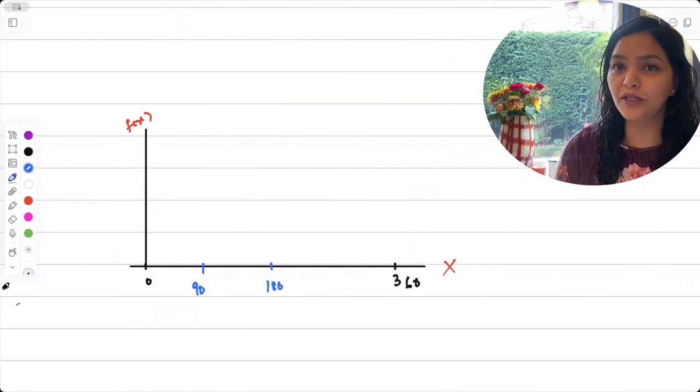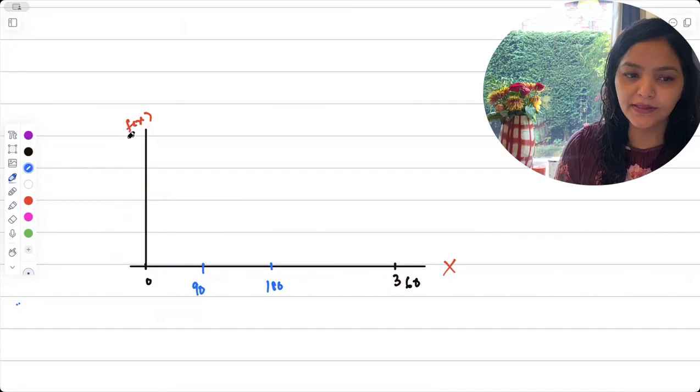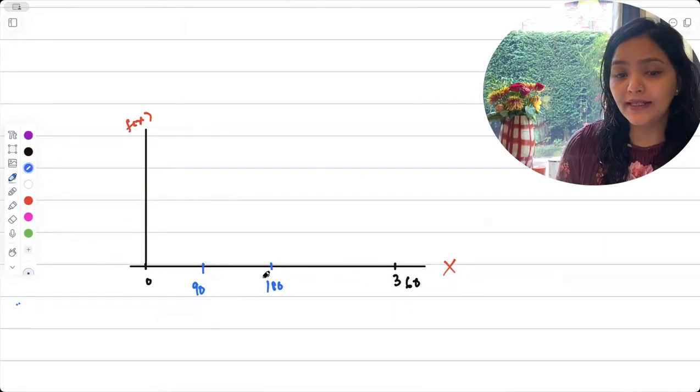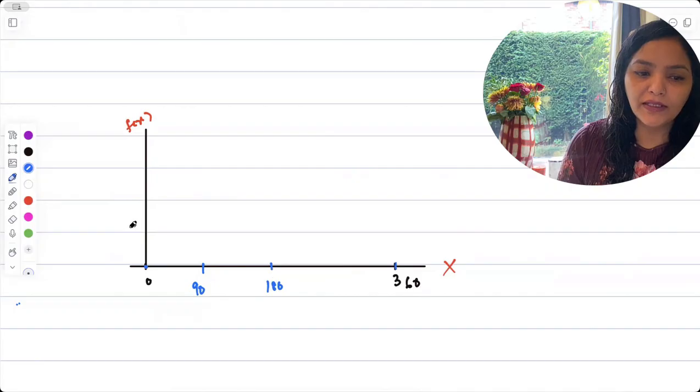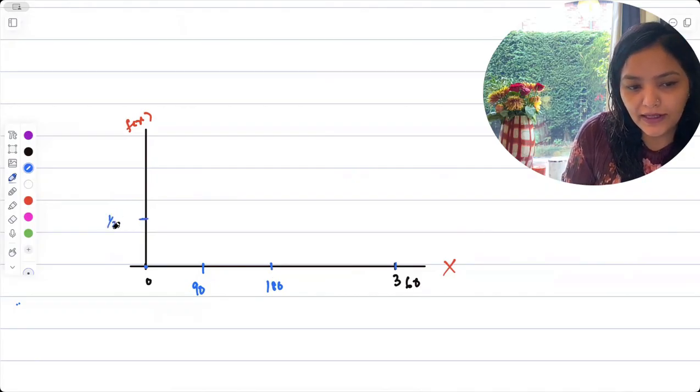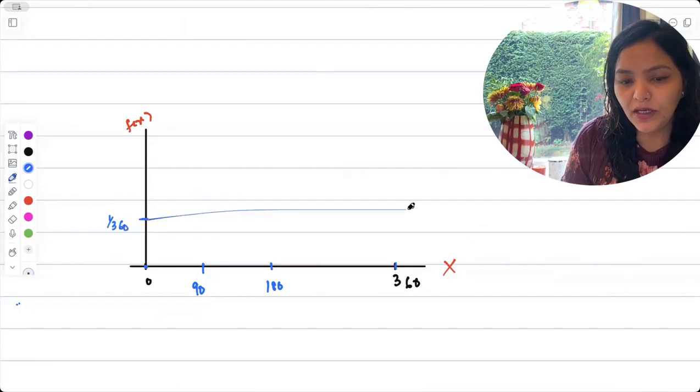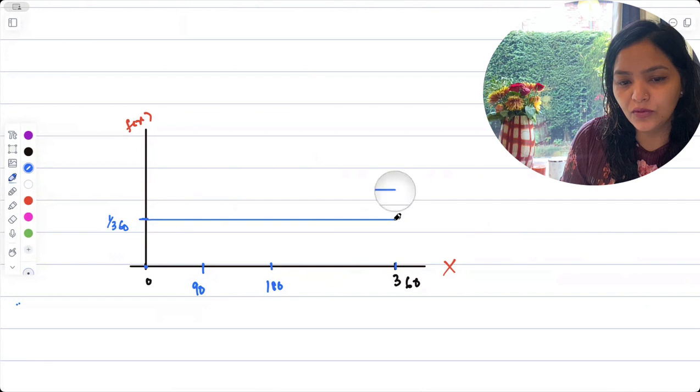There's another way to look at it. Well, suppose this is the x-axis and this is the y-axis. So your f(x) would lie on the y-axis, right? Now x can take values between 0 to 360. So I've marked that out here. Apart from that, what we know is that f(x) is a fixed value. Say here lies 1 upon 360. It's a fixed value between 0 to 360.